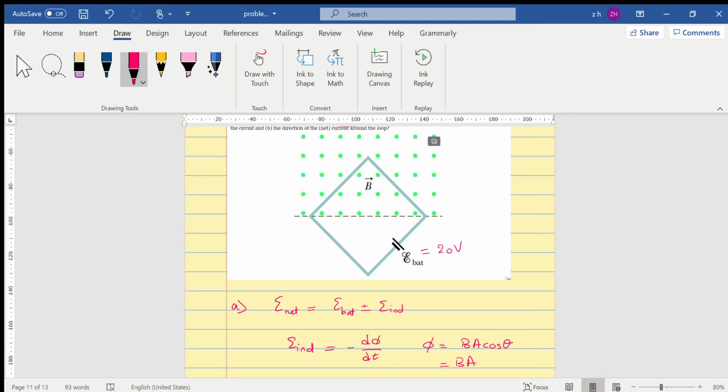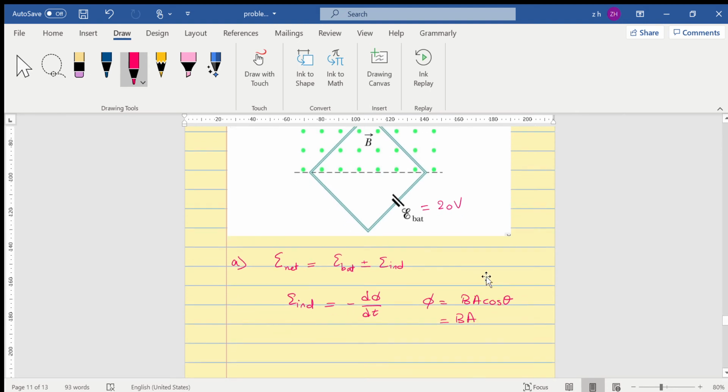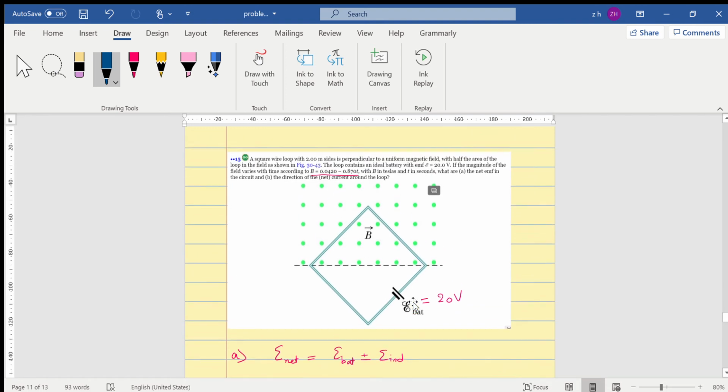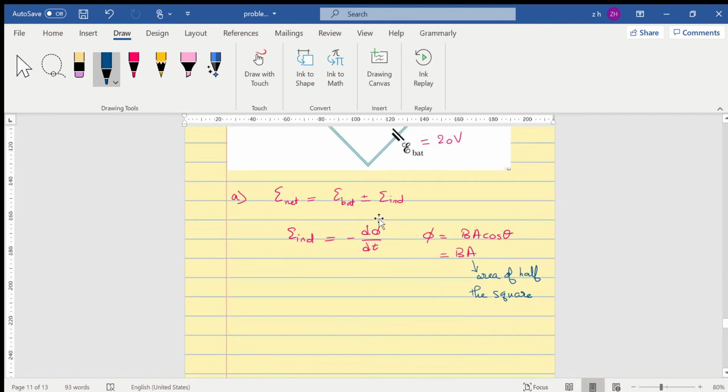Of course, the area that we will have here is the area of half the square, because whenever we are studying the flux, we are interested in the area through which the magnetic field lines are passing. So this is going to be the area of half the square. And the magnetic field is given by the expression here. So I think we can get now an expression for the flux.